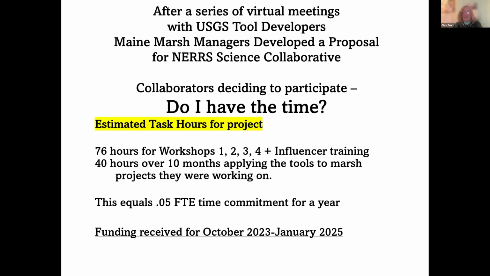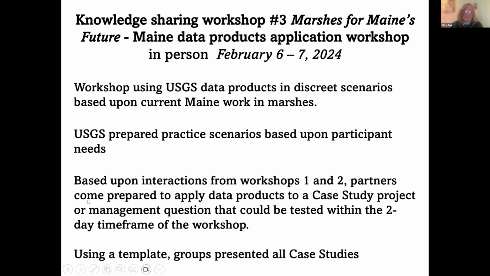And so everybody kind of knew. They helped us come up with this number, and they said, yep, I have time to engage in this project and spend this much time. So one of the tools in the toolkit is doing an assessment, when you're asking people to use your tool, of how much time they'll have to apply it. We had 4 knowledge sharing workshops.